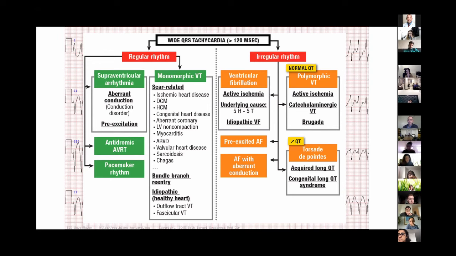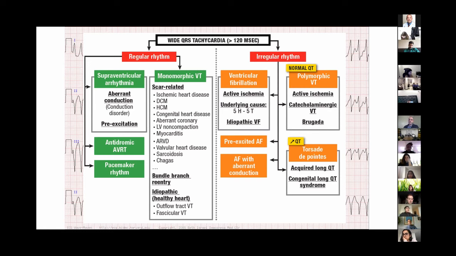No. So pre-excitation means someone has an accessory pathway, right? So if you start your depolarization from the atria and you're blocked in your AV node, the only way you can go is through the accessory pathway. And that's how you have a delta wave, right? Okay. So if someone has AFib and for some reason their AV node is blocked and all of the impulses are conducted through the accessory pathway, that's the pre-excited AF or AFib.